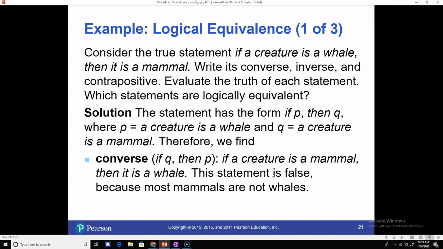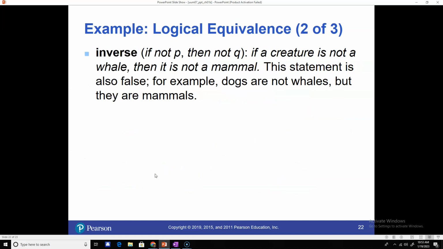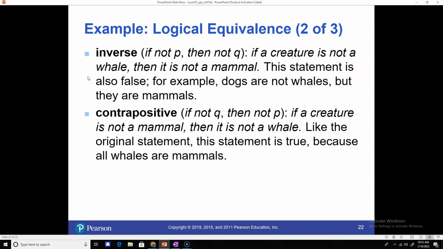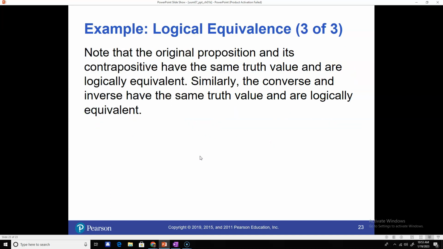If a creature is a mammal, then it is a whale. This statement is false, right? Clearly there are mammals that are not whales, human beings, for example. The inverse is if not P, then not Q: if a creature is not a whale, then it's not a mammal. Also false, right? Dogs are not whales, but they're mammals. And then the contrapositive, if not Q, then not P: if a creature is not a mammal, then it's not a whale. So that's certainly true. Again, the original proposition and its contrapositive have the same truth values and are logically equivalent.